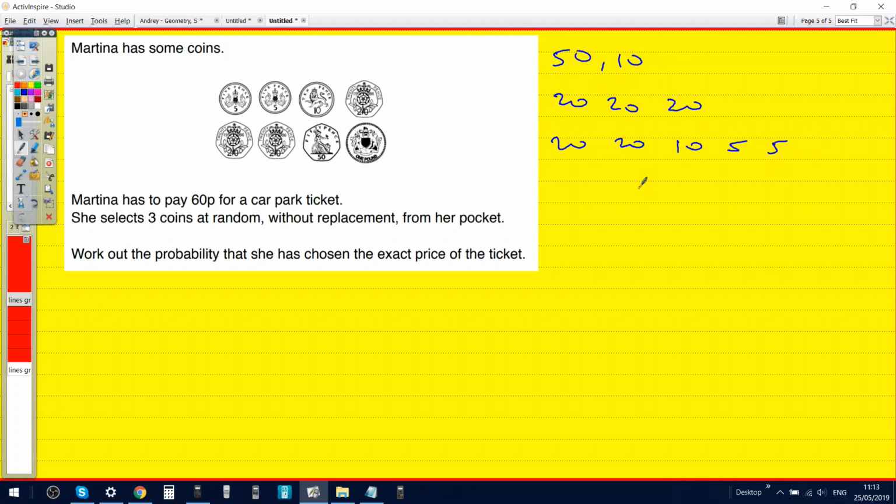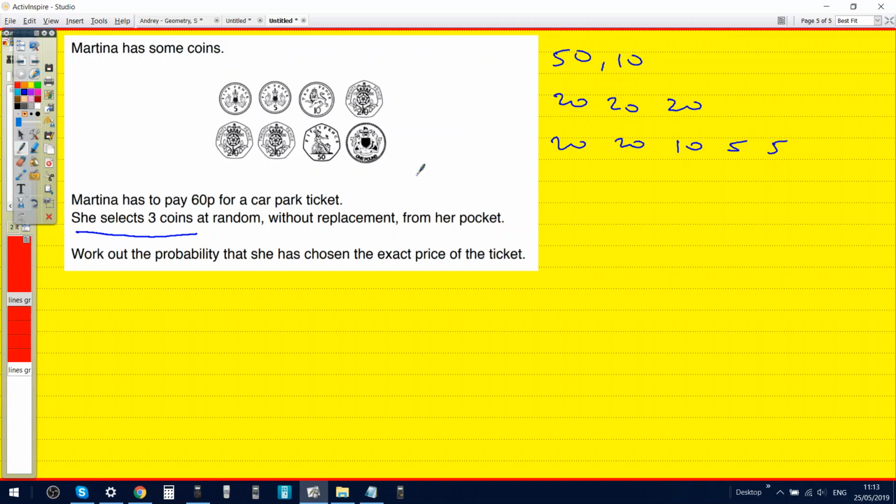And so for the first one, 50 and 10 would be 1 in 8 times 1 in 8. She selects 3 coins. 3 coins around. Oh, right. So it can't even. Yeah. It can only be 20, 20, 20. So it would be 1/8 times 1/8 times 1/8. No, and no, and no.